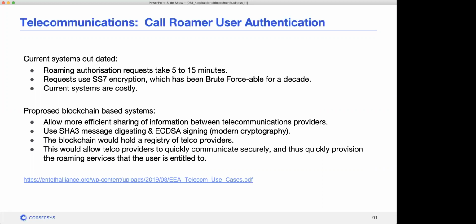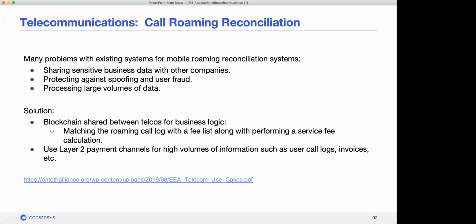So the link there at the bottom is the Enterprise Ethereum Alliance use cases for telecommunications, and they walk through this in graphic detail. Another use case that those people have walked through is call roaming reconciliation. And so there are many problems with existing mobile roaming reconciliation systems. So you've got this sensitive business data that you don't want to share with other companies, and you've got to be worried about spoofing and fraud, and there's huge volumes of data, so it's complicated.